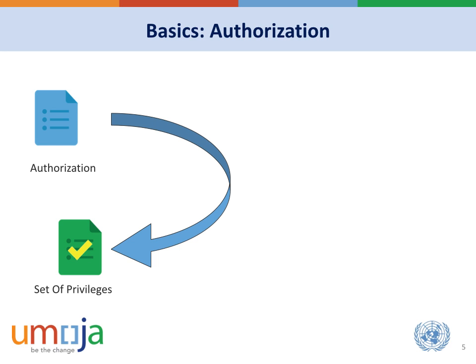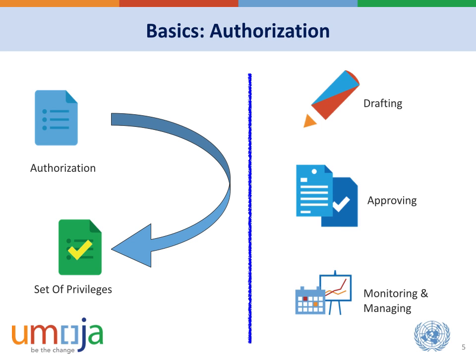A basis for any user management is authorization, which is nothing but a set of privileges that can be exercised in the system. If you look more closely, all such sets can be placed in a pattern: drafting, where you will be creating and managing a transaction; approving, which is certifying and approving a transaction; and monitoring and managing, which includes display, reports, and dashboarding or KPI functionalities.